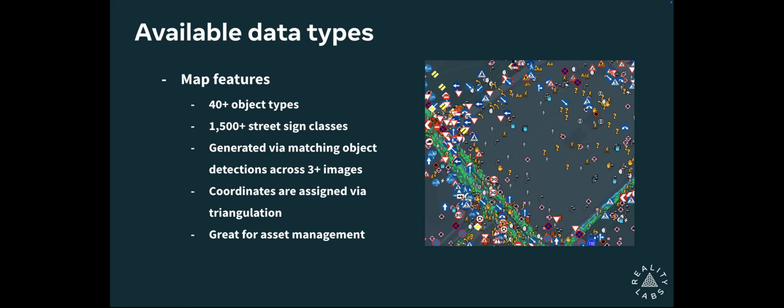So map features are generated via matching object detections across 3 images. So how that works is if you have 3 different images that all see the same stop sign, we're able to triangulate the position of said stop sign by using the coordinates of those existing images and predicting the depth at which the stop sign was detected. So yeah, map features are super awesome for asset management. It really enables a lot of communities or organizations to get a good sense of where things are in their community just by uploading Mapillary imagery.